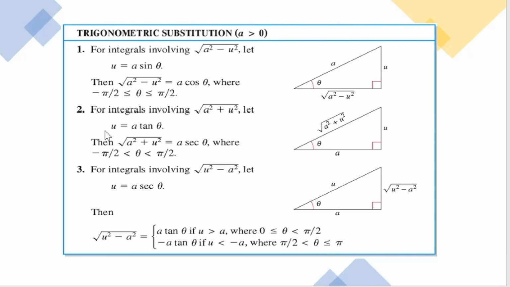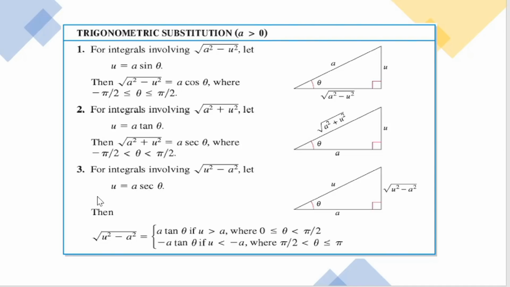Okay, so for number two, for integrals involving the square root of a squared plus u squared, we let u equal a tangent theta. We have to follow also the foundation. Then the square root of a squared plus u squared is equal to a secant theta, where the angle theta is greater than negative pi over 2 and less than pi over 2.